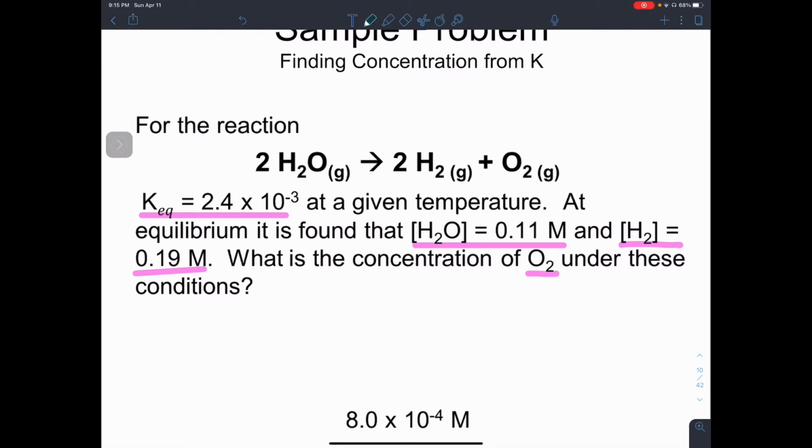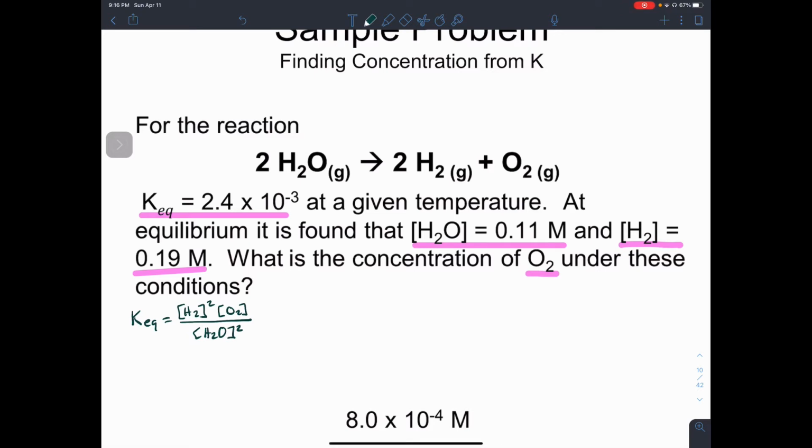So I think I would start by setting up our KEQ expression, which is always products over reactants. So we're going to write the concentration for this hydrogen, and remember its coefficient will become the superscript, and then oxygen, and its coefficient is 1, so I don't need to write a superscript of 1 there. And then for water, and finally, its coefficient is 2.